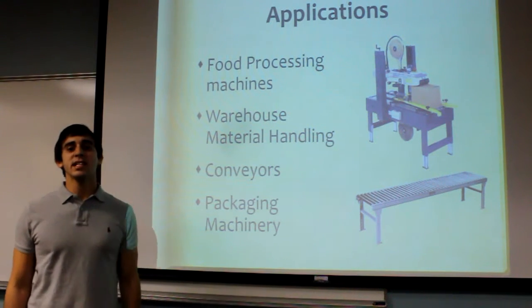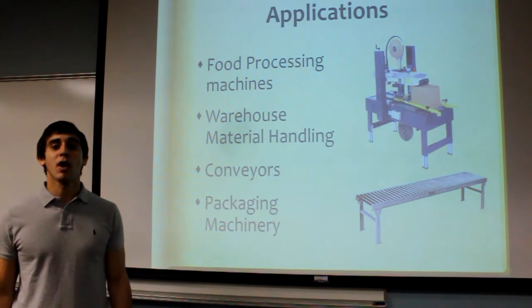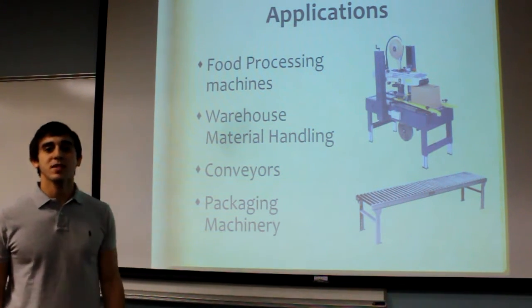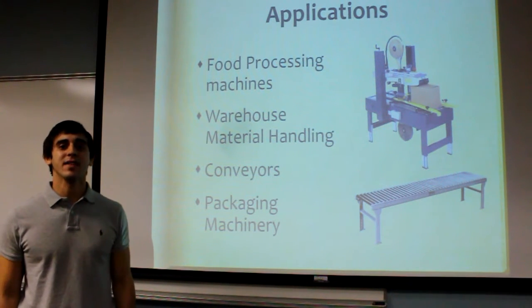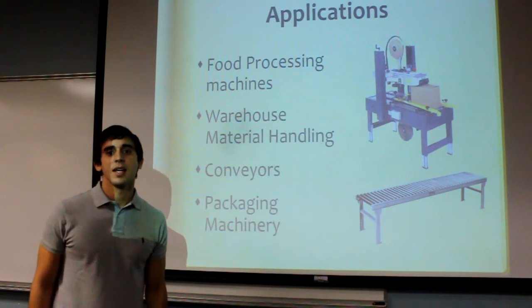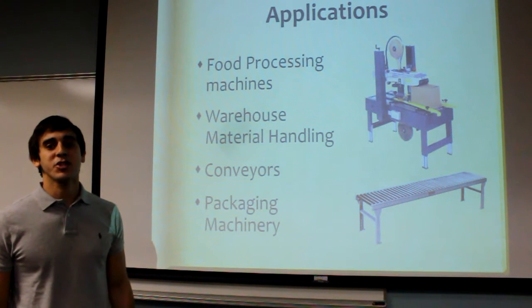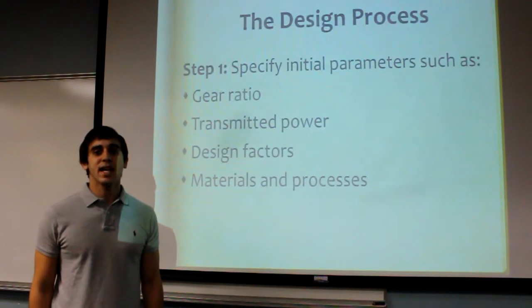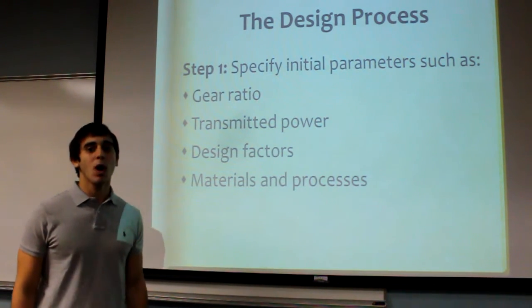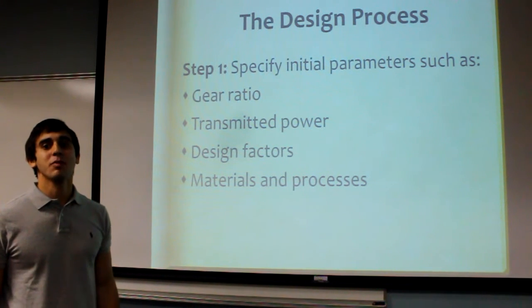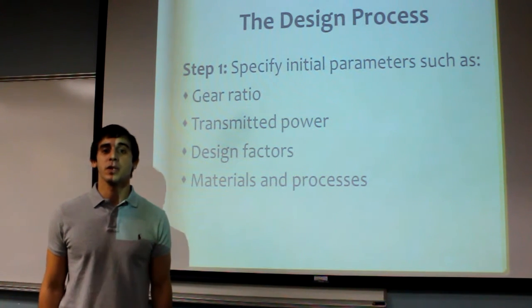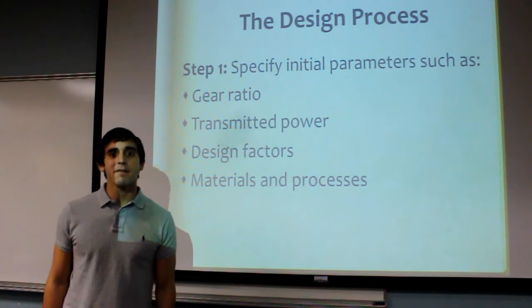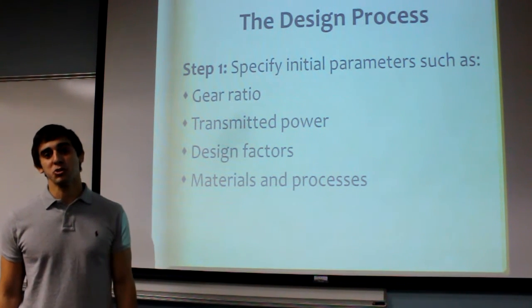The applications for this type of low-power gearbox are food processing machines, warehouse material handling, conveyors, packaging machinery, and other machinery. The design process for this gear is: step 1, specify initial parameters such as gear ratio, transmitted power, design factor, and the materials to be used.